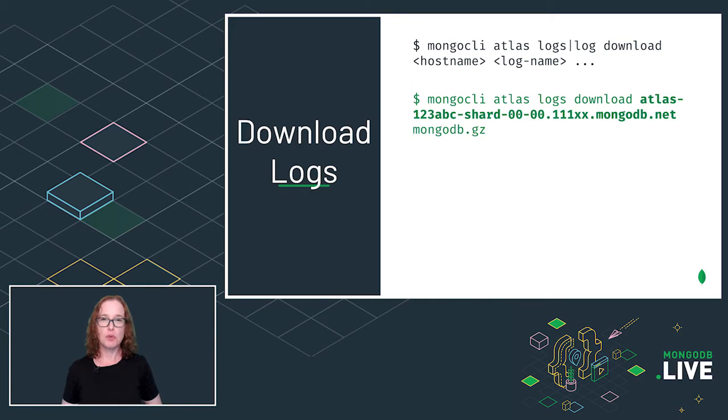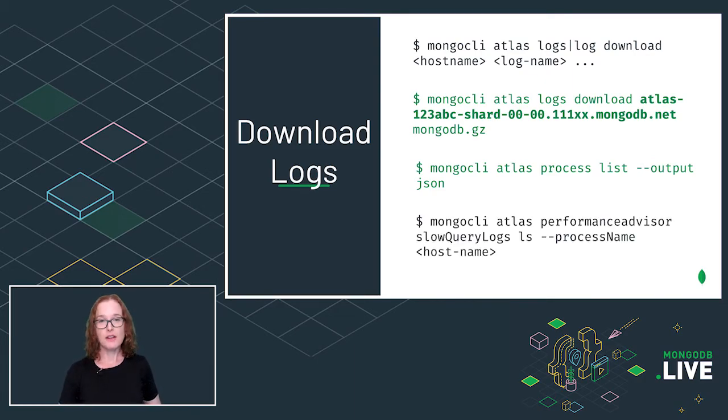If you'll notice the bold part here, in the second command is a host name. You'll need that to be able to specify which machine's log you'd like to download. You can get that with the process command that will list out all the host names in the project. The third command shows an example of doing this. Finally, one command to mention here, the last one in the slide, is that you can also download the slow query logs, which can help you narrow in on problem areas to address.